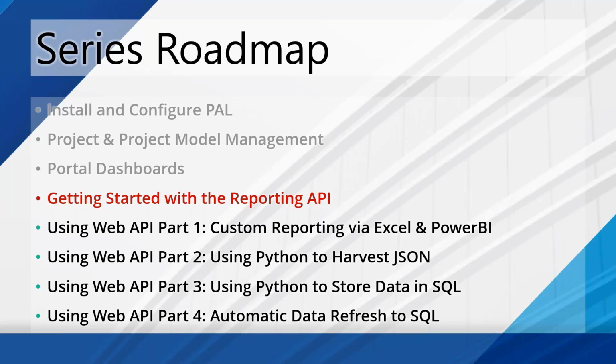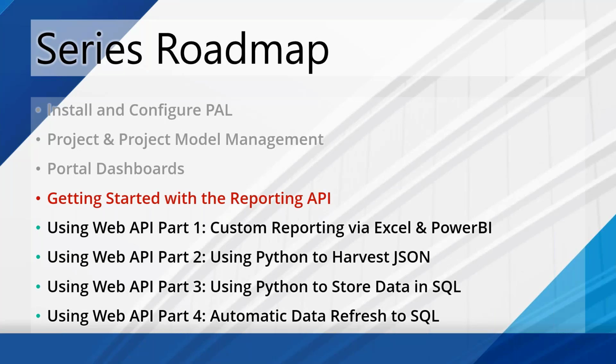foundation for the next four major parts, which is using that reporting web API to extract custom reporting via Excel and Power BI. We're going to leverage the Python programming language to harvest this data into JSON files, if that's the route you want to take. We're also going to use that JSON data to write data into a SQL Server. So we're going to set up and work with a SQL Server database, and also potentially a PostgreSQL database, if that's what you prefer to use. I'll show you two different ways of doing that.